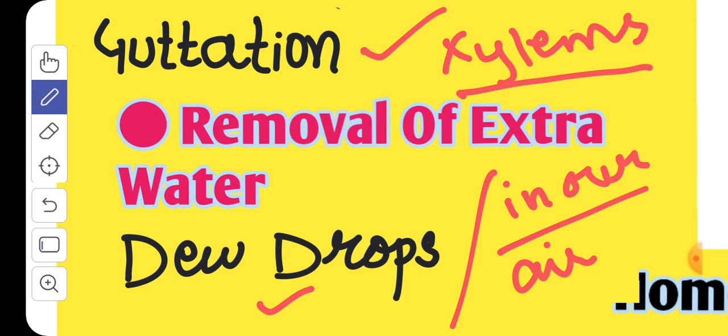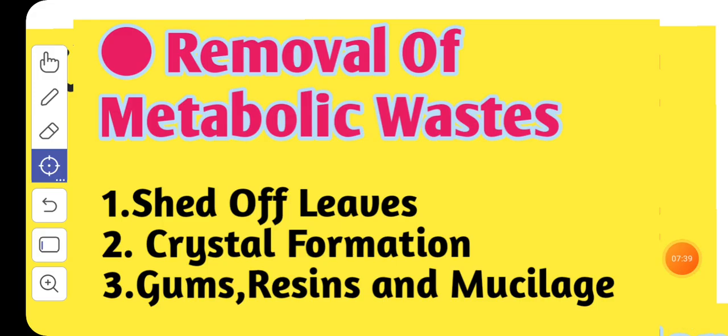Now we will discuss the next term. Dear students, the next term is removal of metabolic wastes. We know that metabolic wastes are the byproducts which are produced as a result of metabolic reactions. So these are waste for the plants, and they have no importance for the plants. So these metabolic wastes should be released from the plant body, and plants remove these metabolic wastes in different forms, and the first is shedding of leaves.